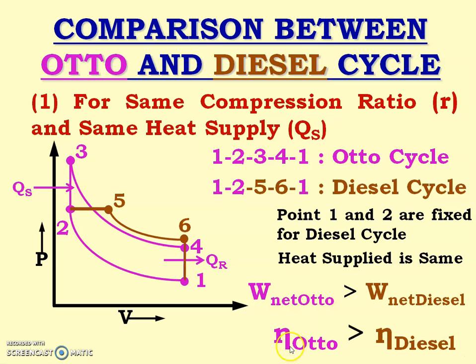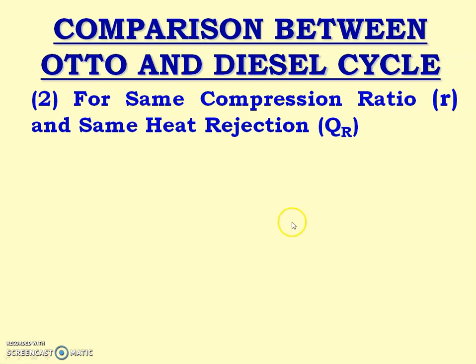Because we know that efficiency is work done upon heat supply. Work done of the Otto cycle is more and heat supply for both the cases is the same. And due to that, efficiency of the Otto cycle is always greater than efficiency of the diesel cycle for the case of same compression ratio and same heat supply. Now let us select another criteria: same compression ratio and same heat rejection.